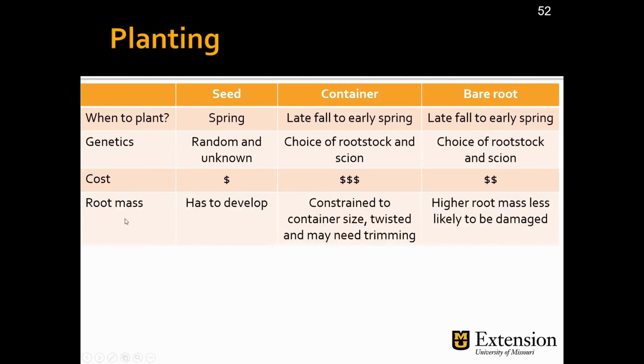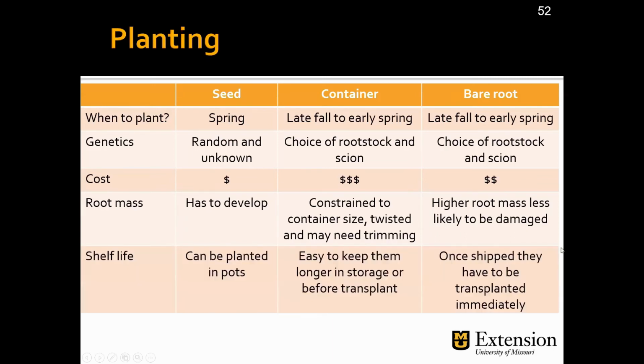You have to keep an eye on the root mass, and we're going to talk about this later on. The problem with containers is that the roots tend to twist around the containers, and that's not good when you're planting trees. We're going to talk about how to take care of that and how to look at that. Shelf life, you can extend the seedlings. You can just plant them in pots and keep them there.